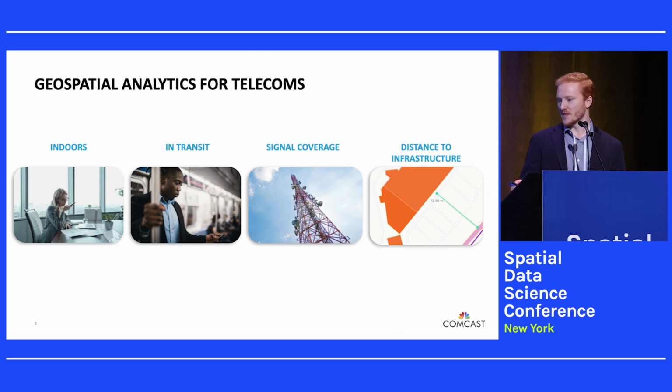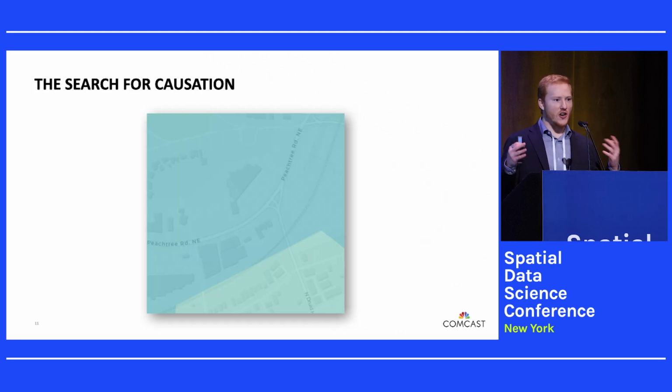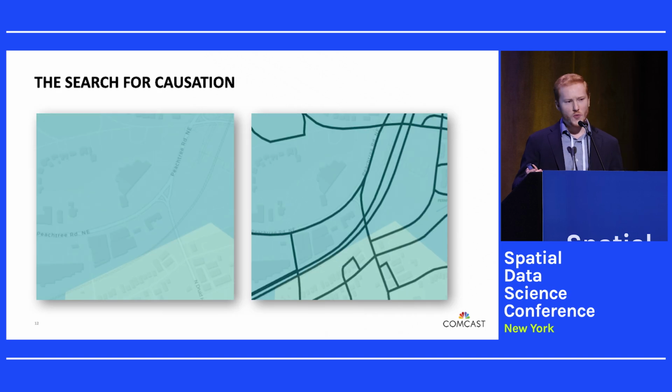All right. As analysts, we're always looking to solve problems or determine different KPIs. And to solve problems, you really have to look for causation. I like to call it the search for causation. I'm just going to briefly go through this example. Right here, we have a map with the census to get that demographic information. We might want to add in roads to see if our customer was in transit.